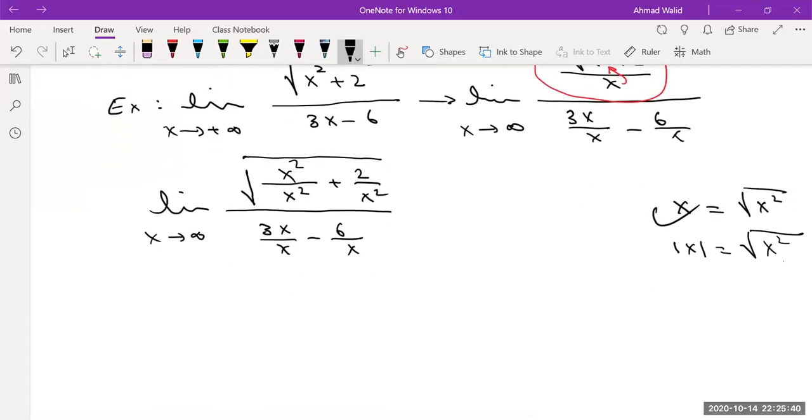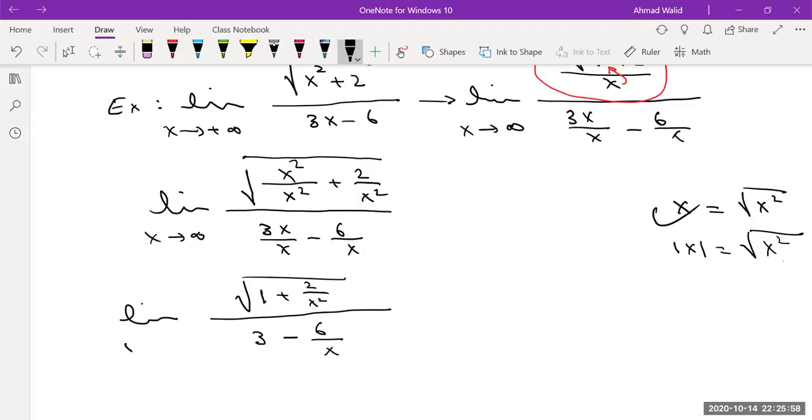Now you see, the limit of the square root of x squared over x squared gives you 1, plus 2 over x squared, all over 3 minus 6 over x, as x approaches where? To infinity. When x approaches infinity, this part becomes 0, this part becomes 0. It means you end up with the square root of 1 over 3 minus 0, which gives you 1/3, right? Your answer is what? 1/3.